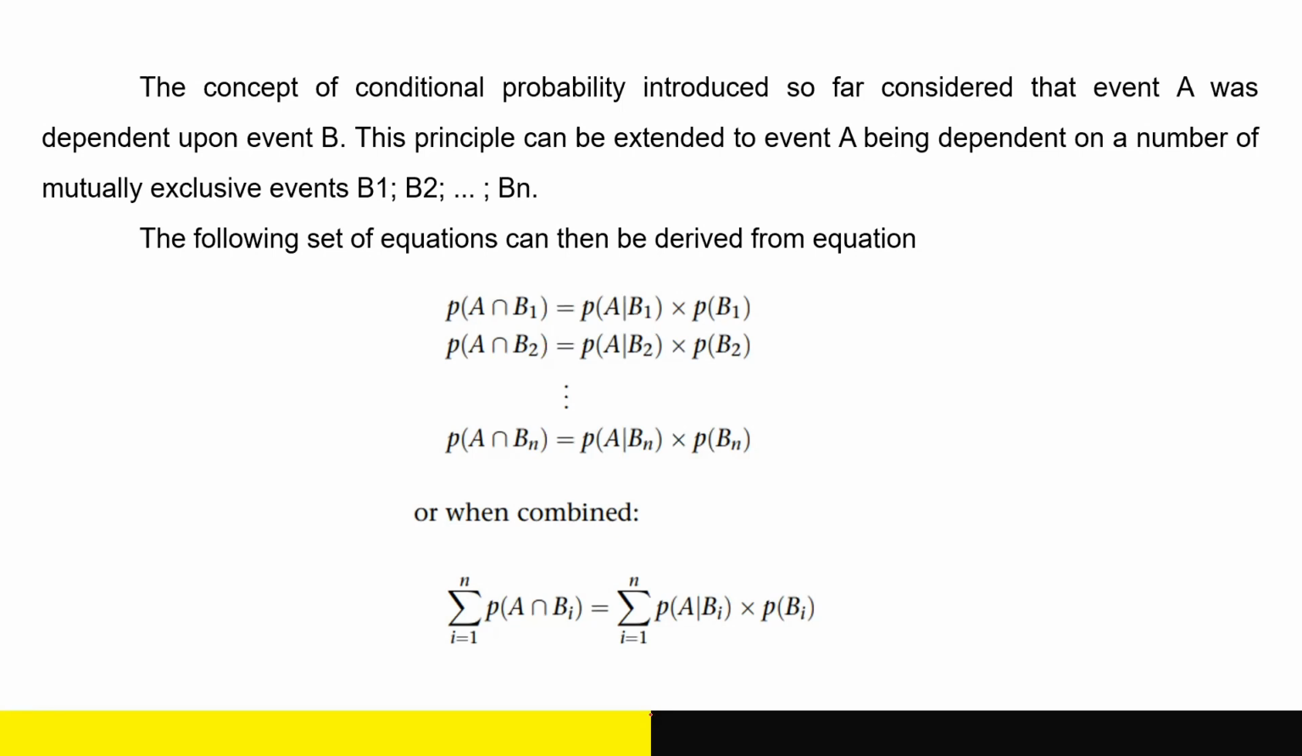The concept of conditional probability introduced so far considered that event A was dependent upon event B. This principle can be extended to event A being dependent on a number of mutually exclusive events, B1, B2, up to Bn. The following set of equations can then be derived from the equation. So in this equation, when combined, the sum from i equals 1 up to n of the joint probabilities of each event A and each event Bi is equal to the sum from i equals 1 up to n of the conditional probabilities of A given each event Bi multiplied by the probabilities of those events Bi.